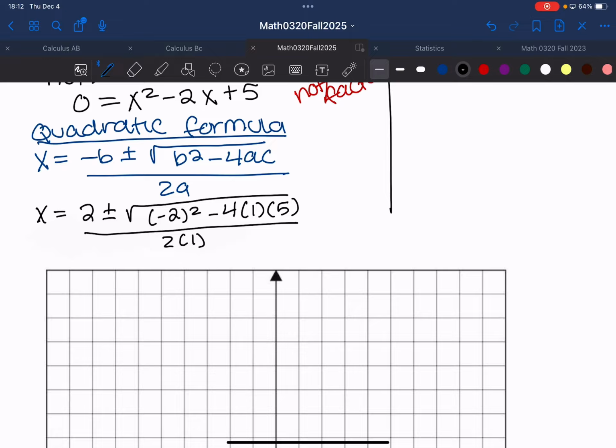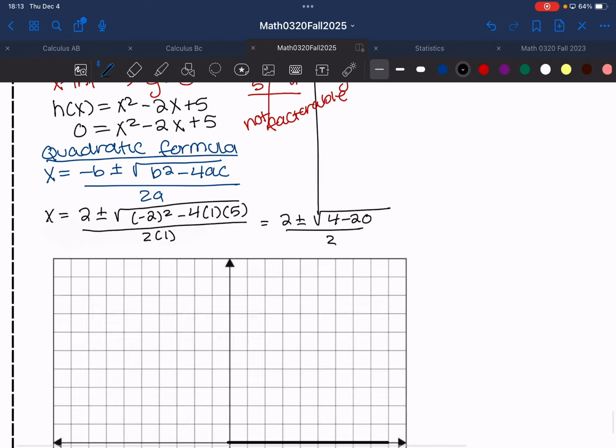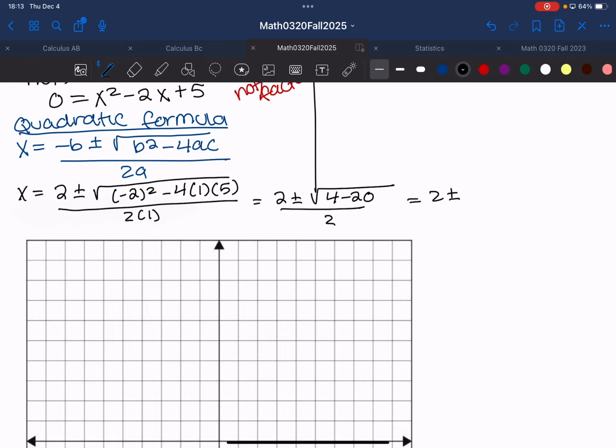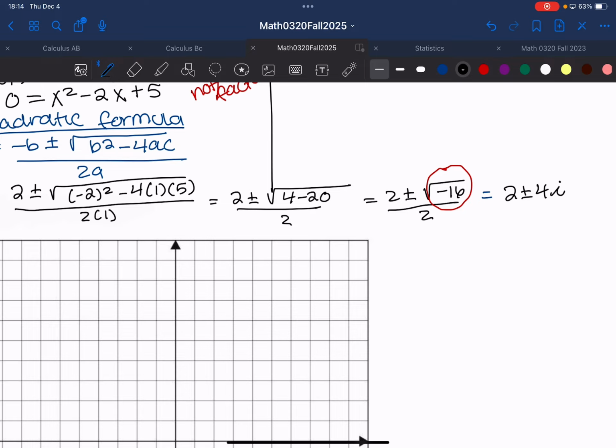So all we have to do is simplify. And when we simplify, what you're going to notice is that we had a negative under the radical. That's why it's not factorable, because we can't reduce a radical that has a negative into a real solution. So simplifying this, I get 2 plus or minus the square root of 4 minus 20 over 2. Which is equal to 2 plus or minus the square root of negative 16 over 2. So when we get that negative under the radical, that is telling us that we now have an imaginary number. And what would this part be in terms of the imaginary number? 4i, because the square root of 16 is 4, and because we have the square root of negative, we know it's i. So this is equal to 2 plus or minus 4i over 2.